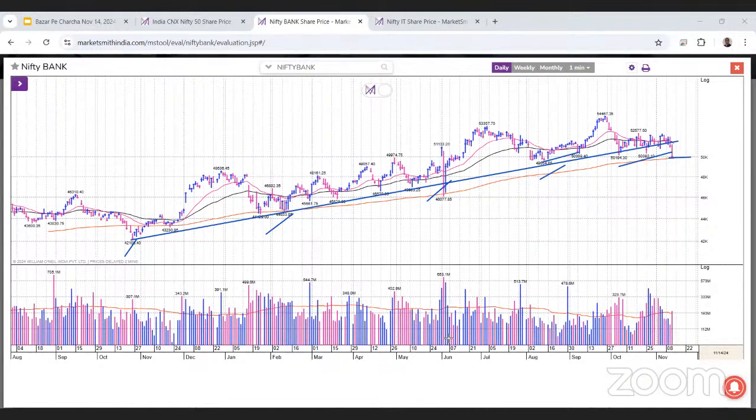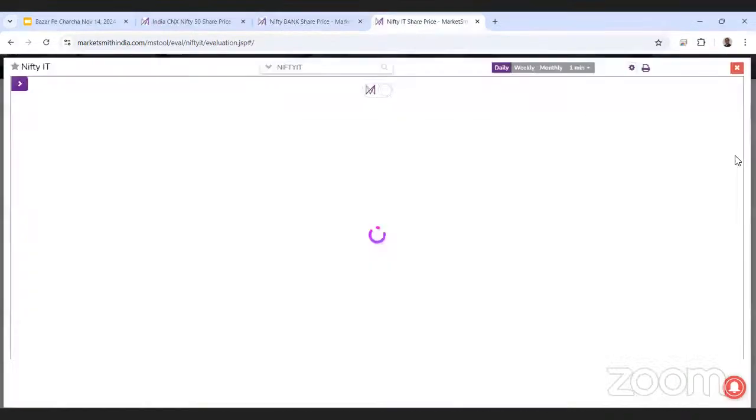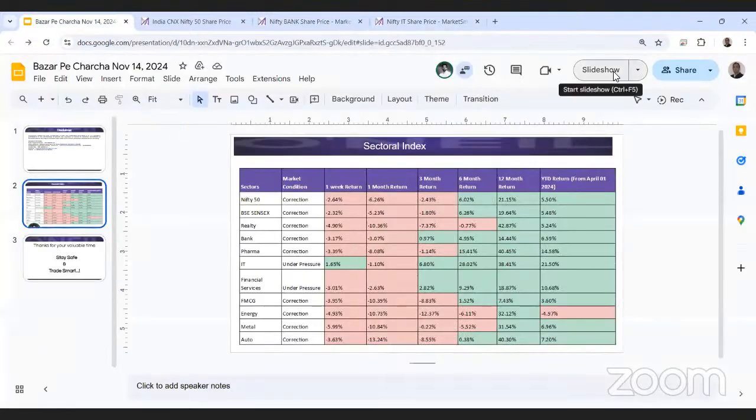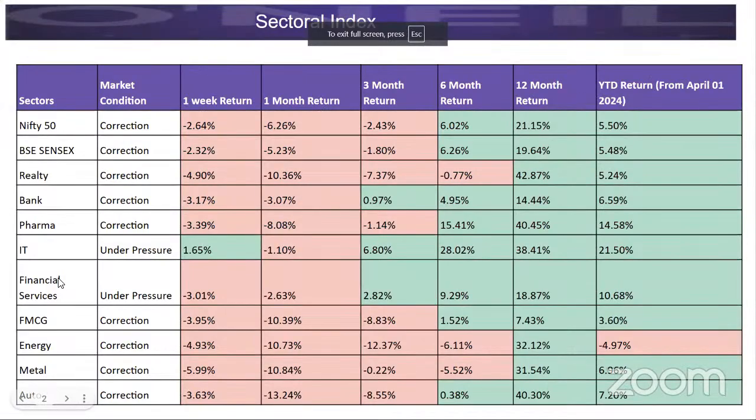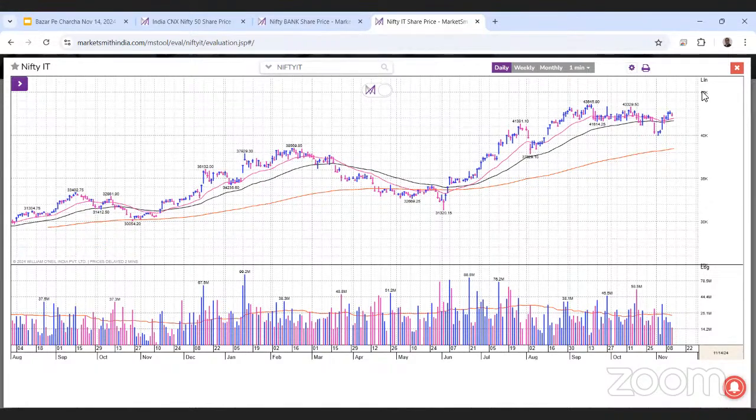Next, apart from Bank Nifty, the next index is IT. IT is the only index which is comparatively trending as per O'Neill methodology. If you see in this particular slide, the IT index is under pressure. Except financial services and IT, all the indices, including the benchmark index, are in a correction trend. Only IT is showing an uptrend under pressure. That means it is still in an uptrend, but it is showing some pressure.